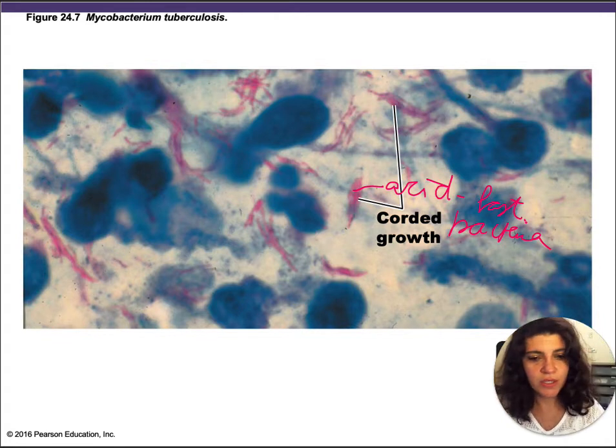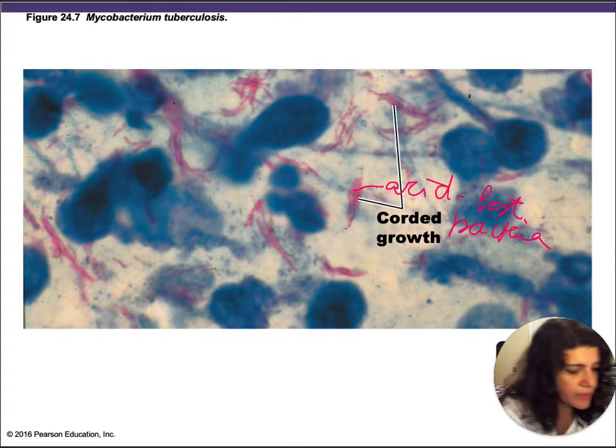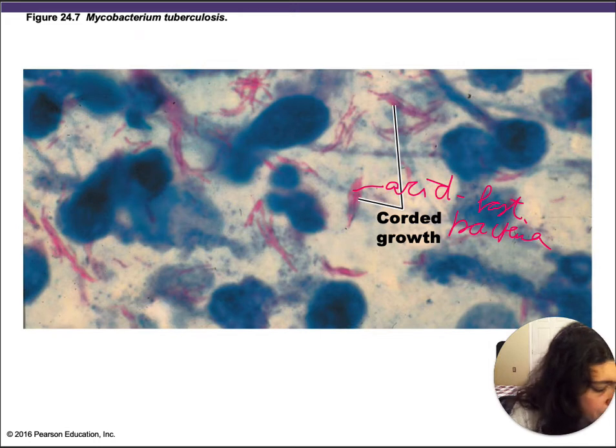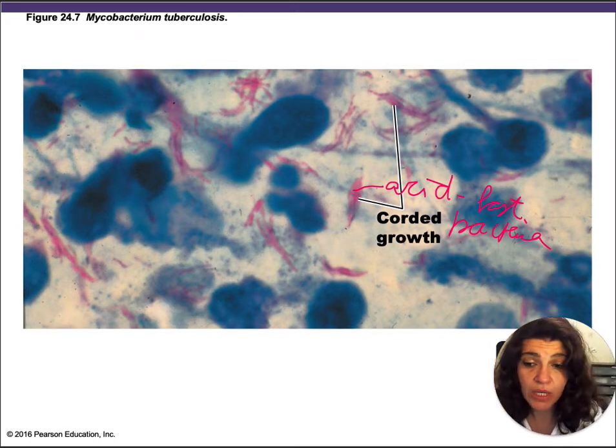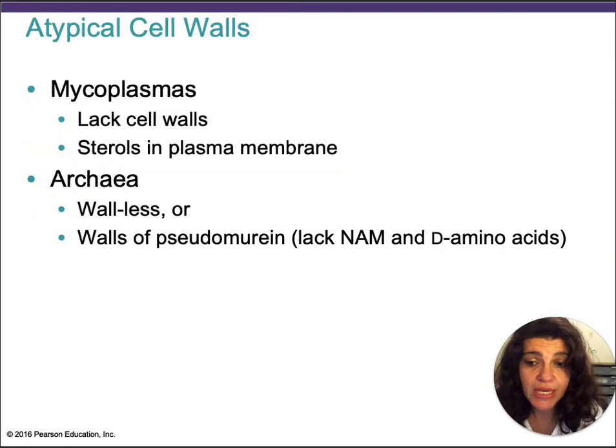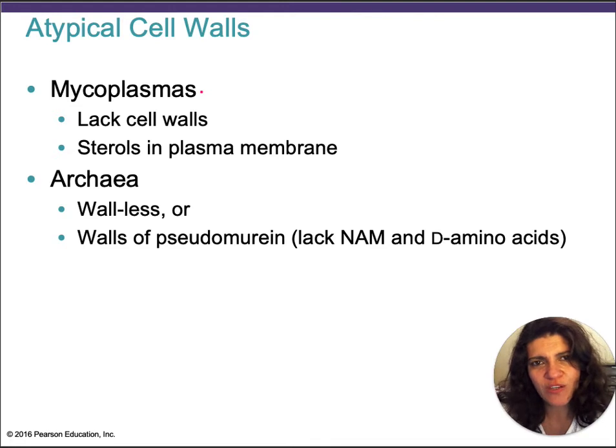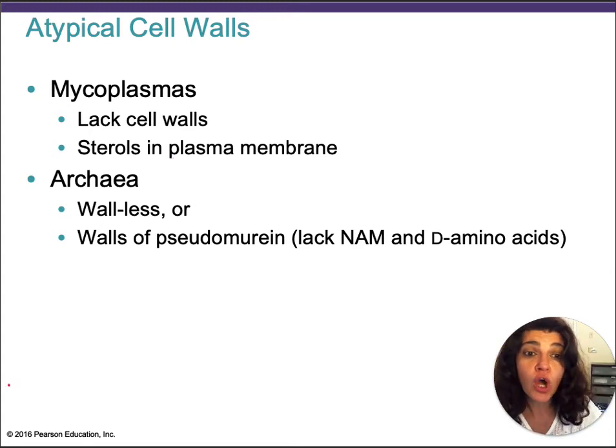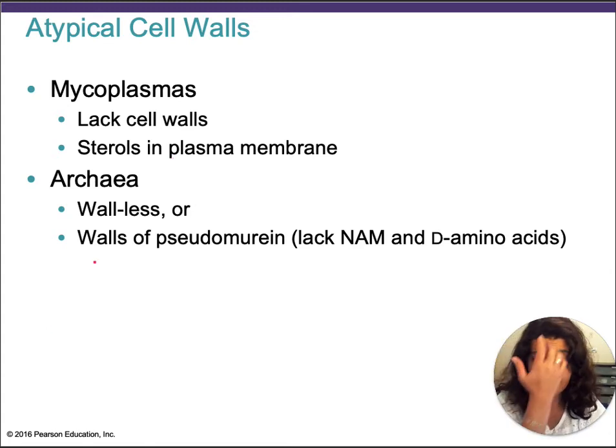Cool. What else I want to tell you? So we talked about atypical cell walls. Also remember that mycoplasma don't have an atypical cell wall because they actually do not have a cell wall. They have some sterol molecules around the plasma membrane that help with protection, because remember they also don't have a skin, but they do not have peptidoglycan or anything like that.